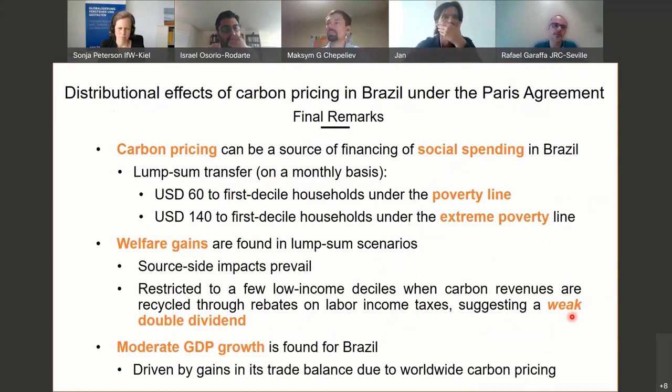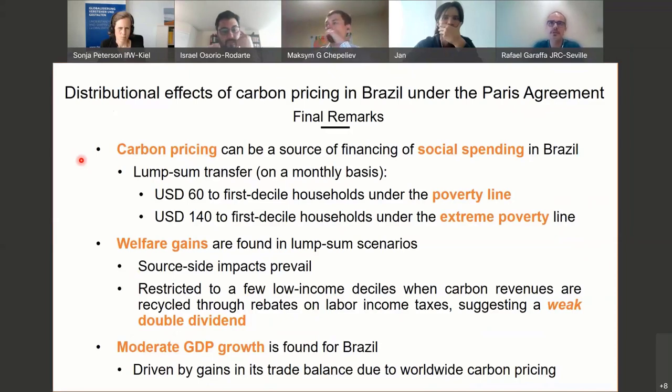So I'll start with the last topic since I mentioned it: we found some really small, moderate GDP growth for Brazil, which is driven by trade balance. So that scenario was important to disentangle these international effects for Brazil. We can see this more in the paper, of course, and discuss it. But most importantly, we have carbon pricing being a strong source of financing of social spending in Brazil.